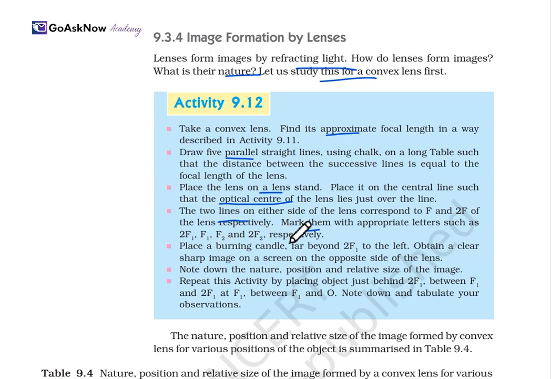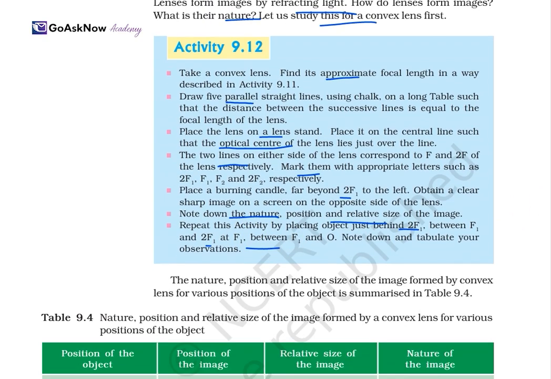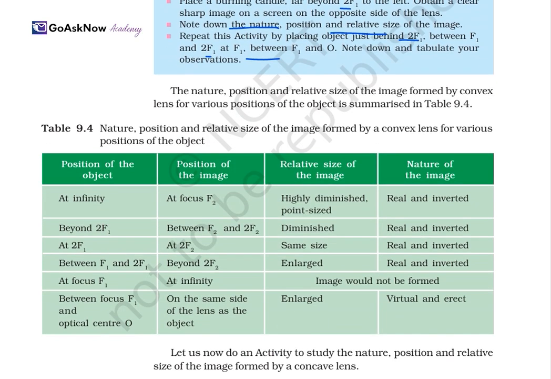After drawing these lines, place the burning candle far beyond 2F1, to the left. Obtain a clear sharp image on the screen on the opposite side of the lens. Now note down the nature, position and relative size of the image. Repeat this activity by placing the object just behind 2F1, then between F1 and 2F1, then between F1 and F2. Just change it and note down in a tabular observation the image and the nature of the image you are getting. The nature, position and relative size of the image from the convex lens are summarized here.